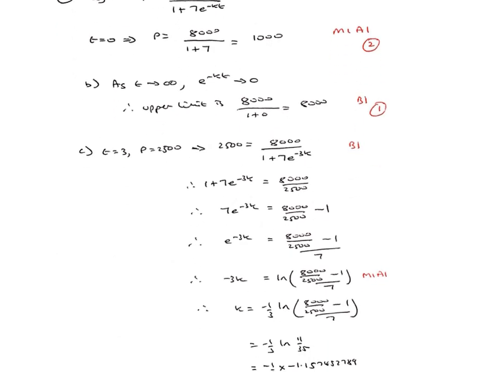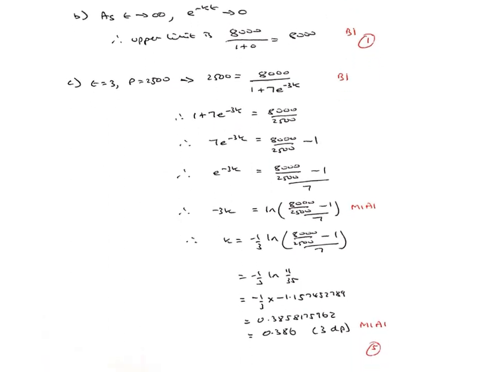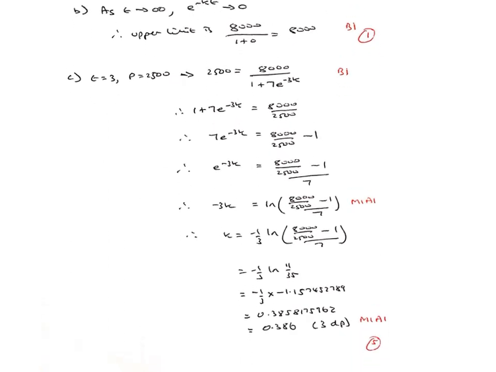In part C, we're told that when t is 3, p is 2500. So substitute those values into there. Bit of cross multiplication, take away 1, divide by 7, do a ln, work out the answer, and you get 0.386. So straightforward equation to solve, but obviously need to be careful with your calculations.